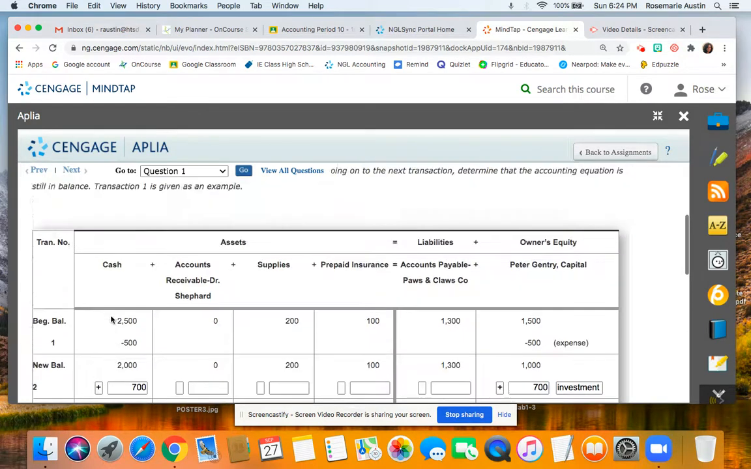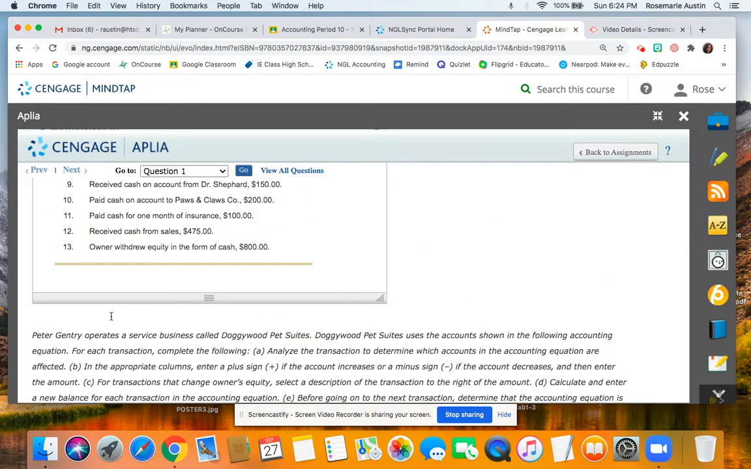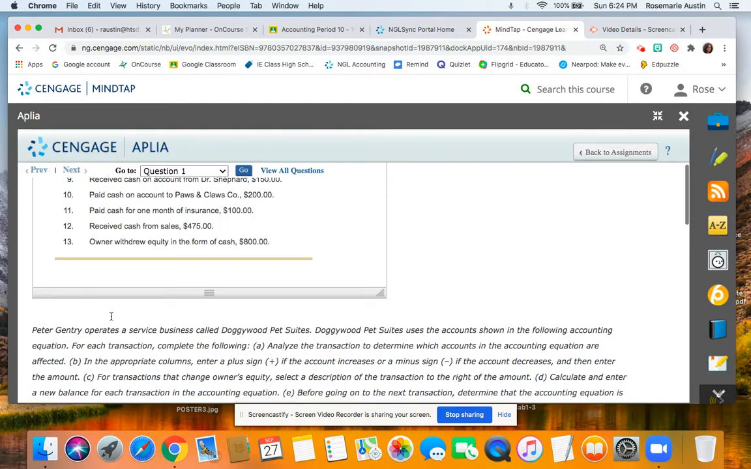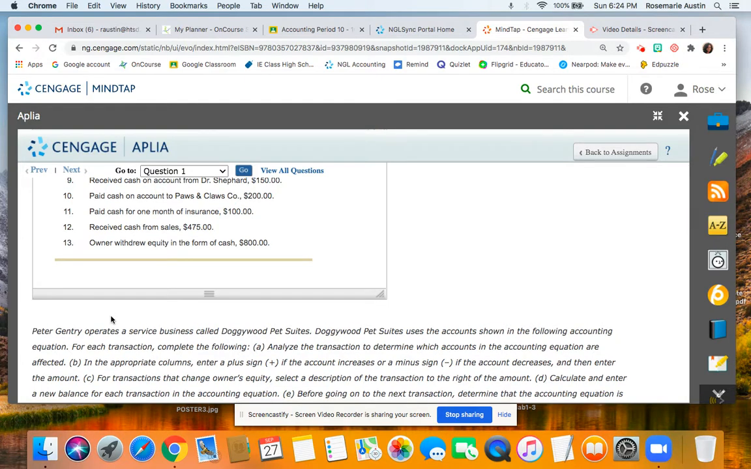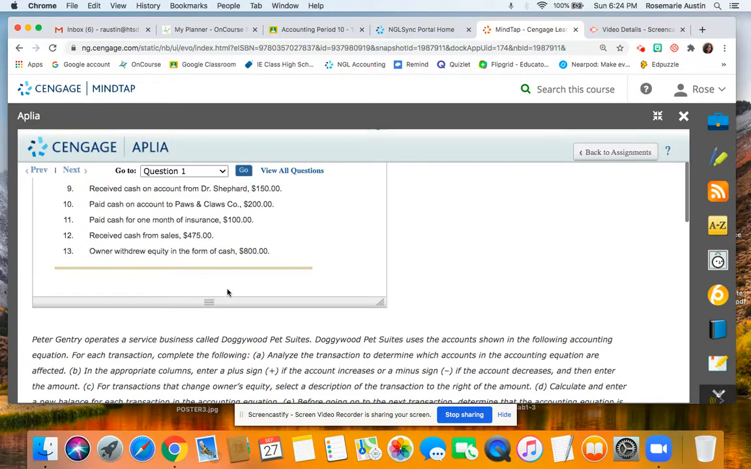Okay. Number 11, paid cash for 1 month of insurance. So you're buying a month of insurance, you're paying cash. Cash is going to go down because you're paying a bill there. You're paying insurance for insurance. And insurance, even though you're only buying 1 month, it's still going up. It's an asset, so it's increasing by $100 worth of coverage.